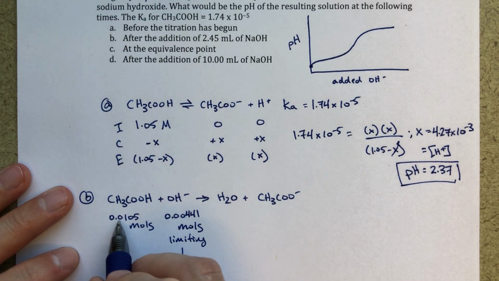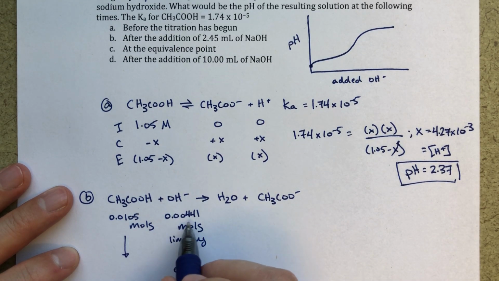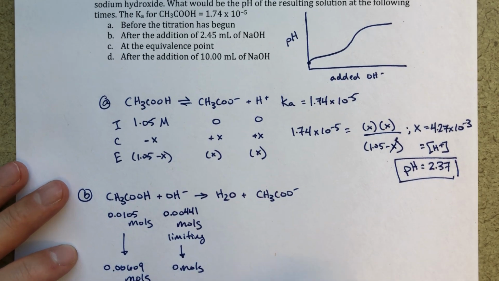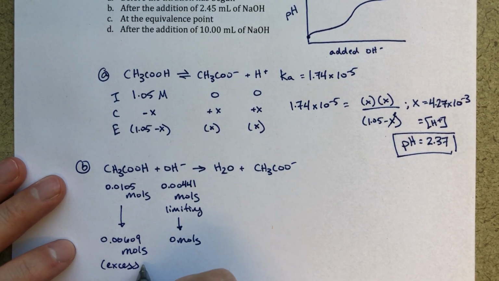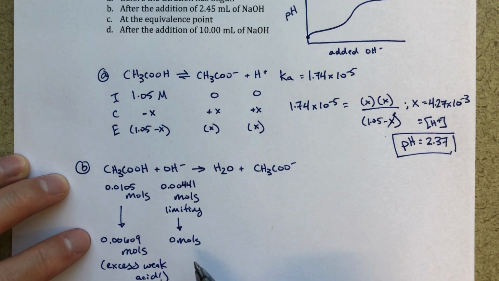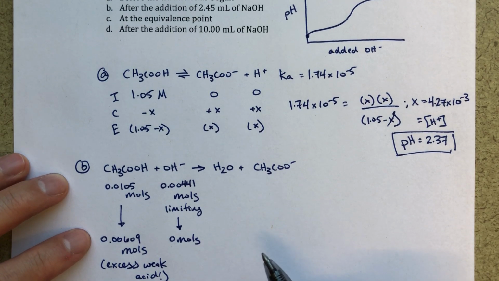So if you take 0.0105 minus this number here, you should end up with 0.00609 moles. And this is the excess weak acid, let's make sure that's visible. And we need to pay attention to that, right? We have to pay attention to that. How much weak acid do we have?